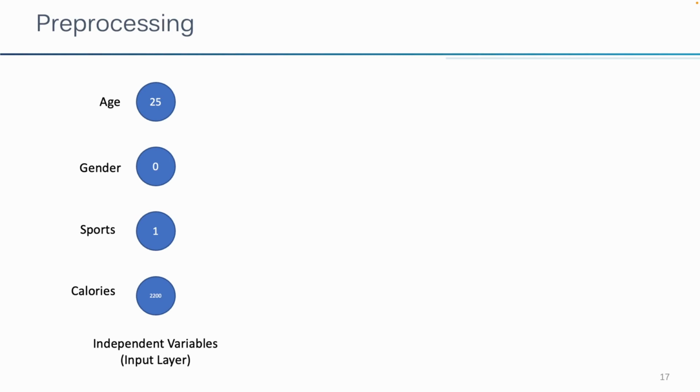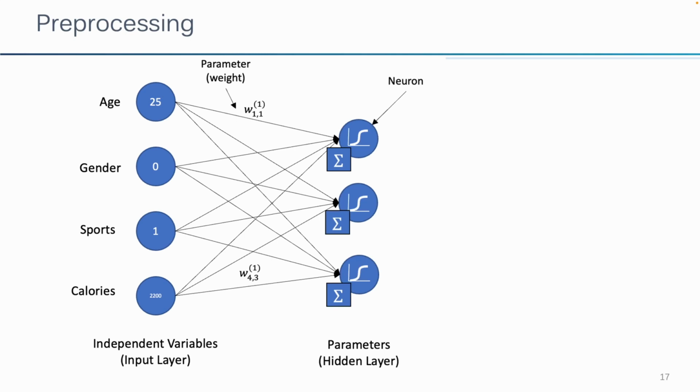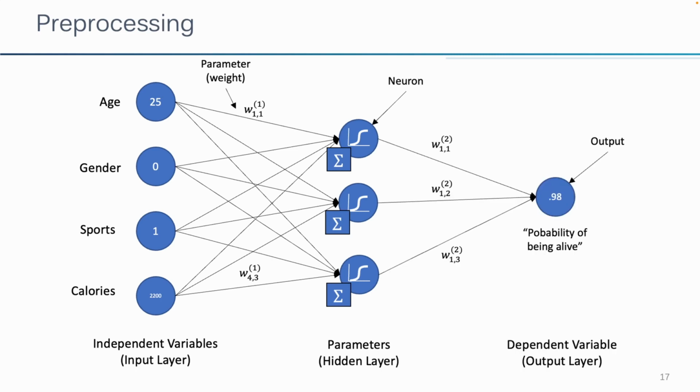So for example, you have age, gender, how much sports they do, how many calories they take in. And we have this mathematical formulation of a hidden layer that is a sum of the inputs times the weight matrix, and they get activated using some nonlinearity, and we call that entity that does that a neuron. And then we have the output layer, and that's our dependent variable. That's the thing we want to predict.